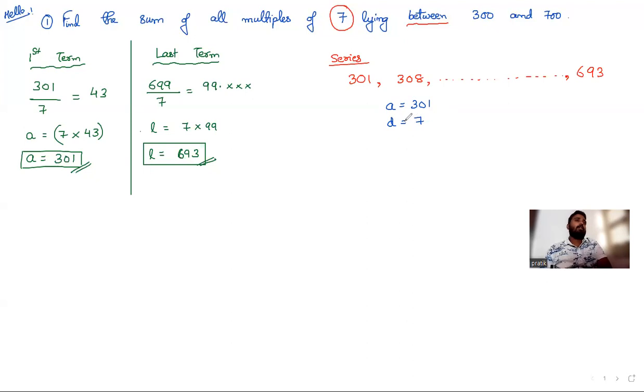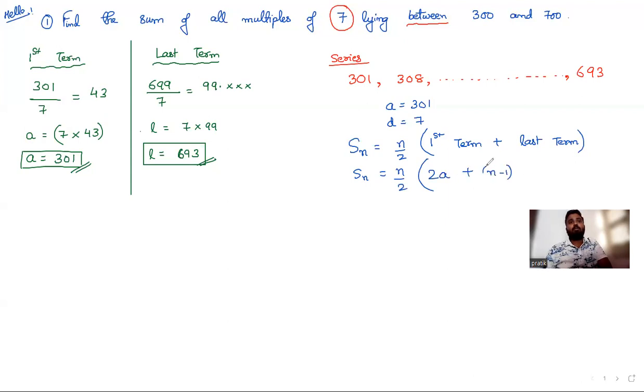What are they asking you? They're asking you to find the sum of all the multiples. But before finding the sum of all the multiples, what is the sum formula? S of n is equal to n by 2 into your first term plus the last term. Also, you can use the other formula, that is Sn is equal to n by 2 whole bracket 2a plus n minus 1 into d.